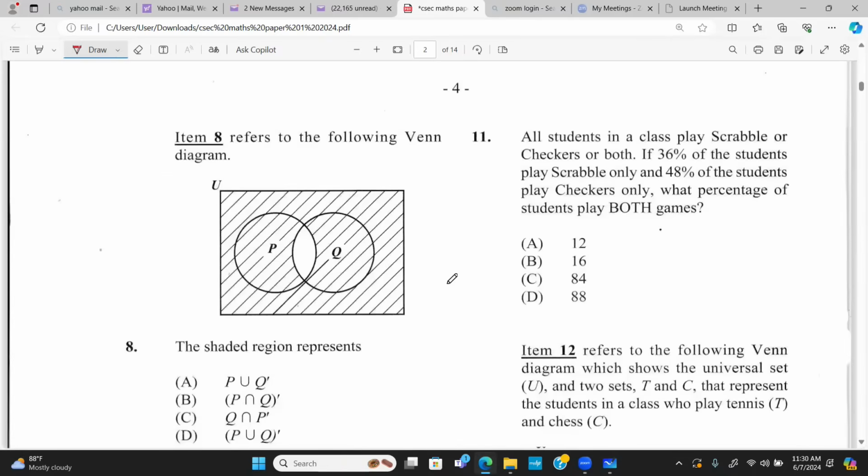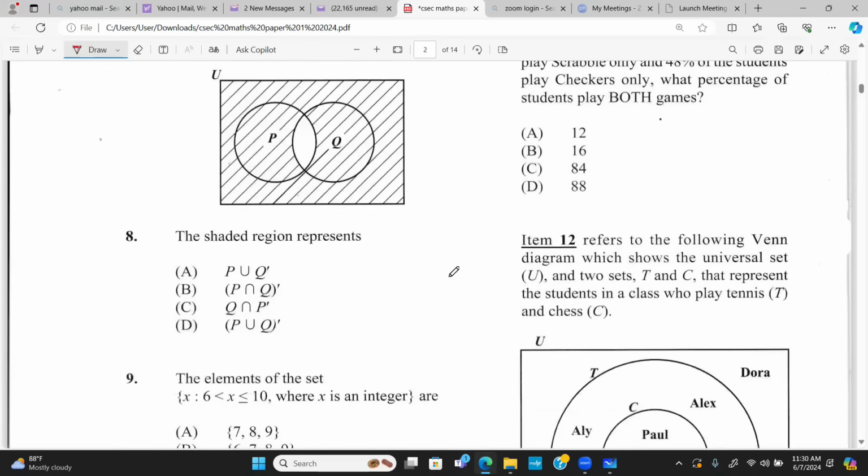Number 8. Now, we're looking at the Venn diagram, the shaded portion. Everything was shaded except right here. So the shaded region is actually the complement of this. It's the complement of the intersection. So it is P intersect Q complement. The complement is everything except that specific area, right?